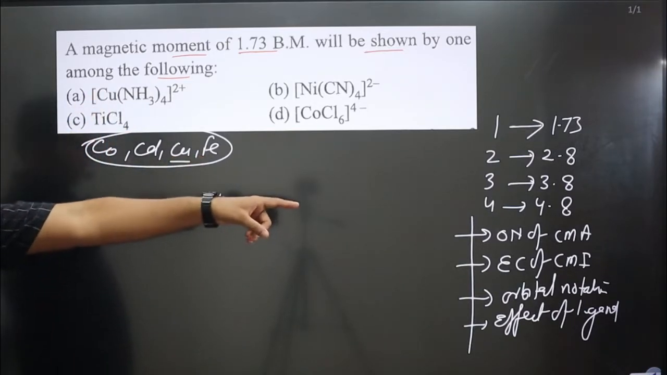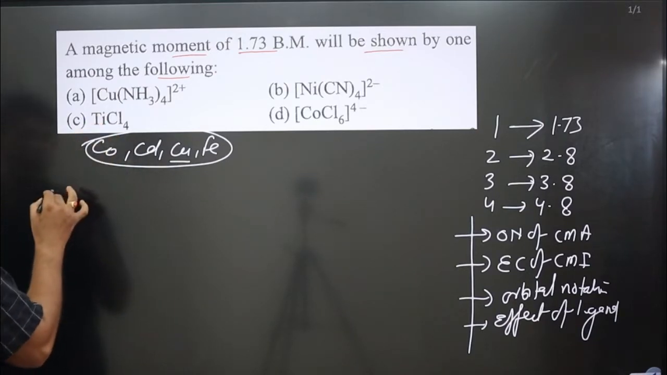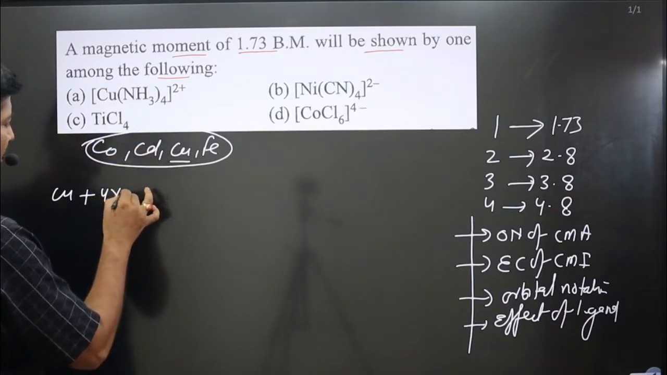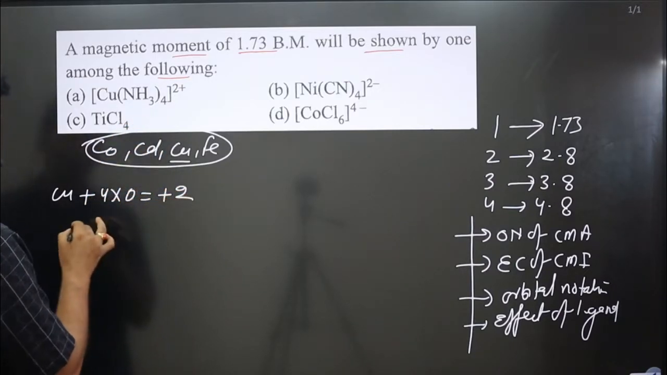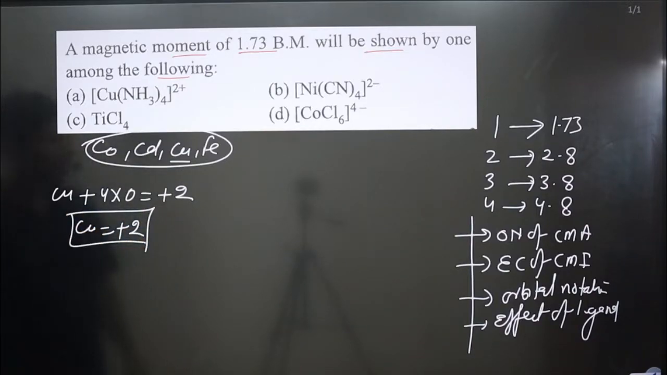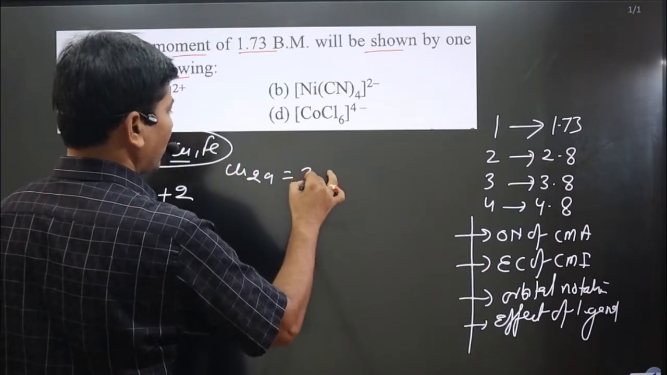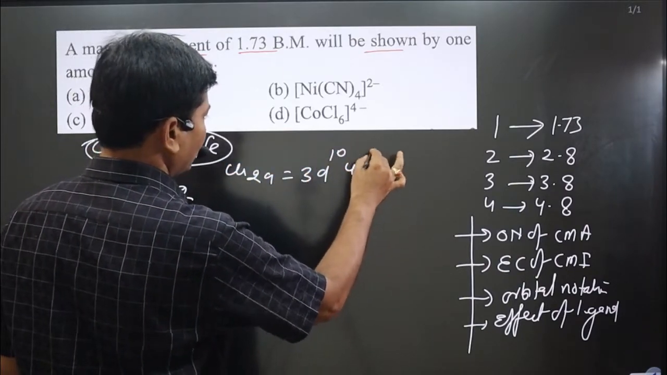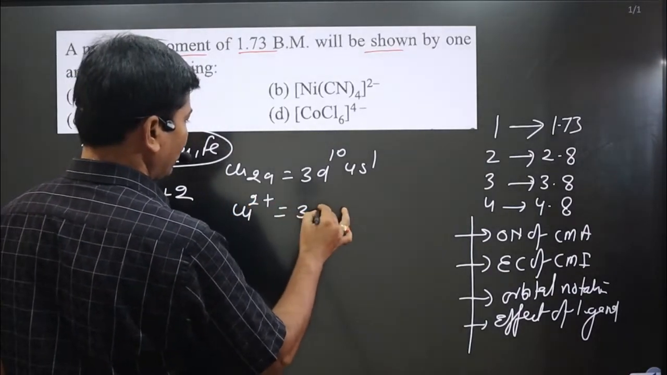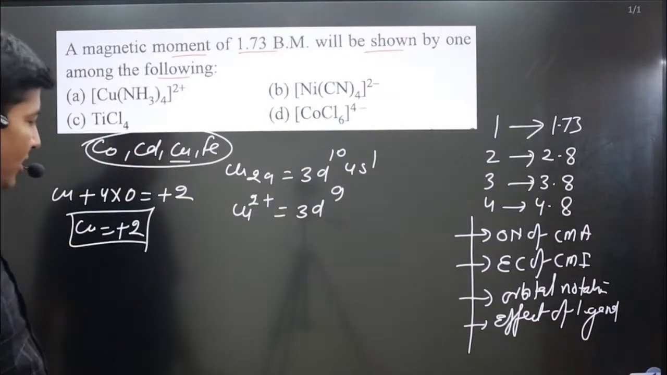Follow these steps. Calculating oxidation number of the central metal atom. Let's calculate. We have copper, plus neutral ligands, 4 multiplied by 0, overall charge is +2. Then copper is present in +2 oxidation number. Next we write the electronic configuration. Copper atomic number is 29. Then we have electronic configuration 3d10 4s1. Copper is having +2 charge, then losing 2 electrons, it will be 3d9. Now we can go for the orbital notation.